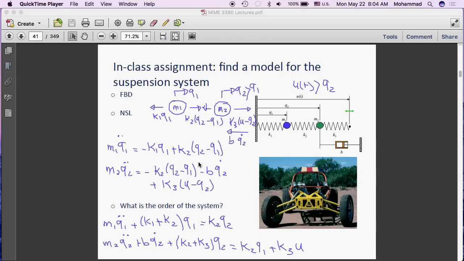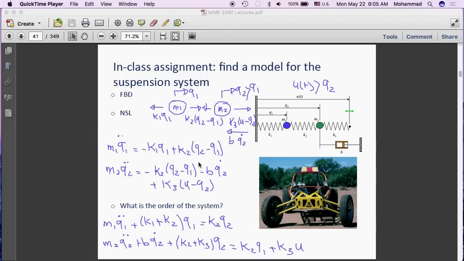Are you comfortable with these two equations? The two second-order differential equations. So what I said was we have this as the model for this entire system. Now, we mentioned the purpose of the modeling, but let me repeat it. The purpose of this modeling is to know how much of the motion, the roughness of the road, will be transferred to each of these two masses.